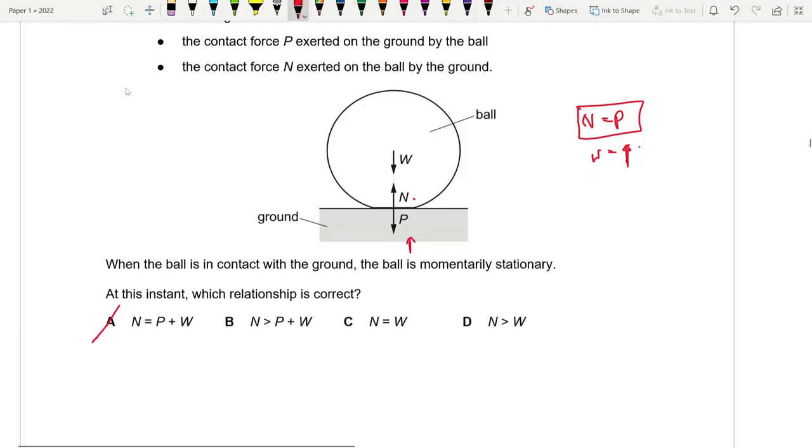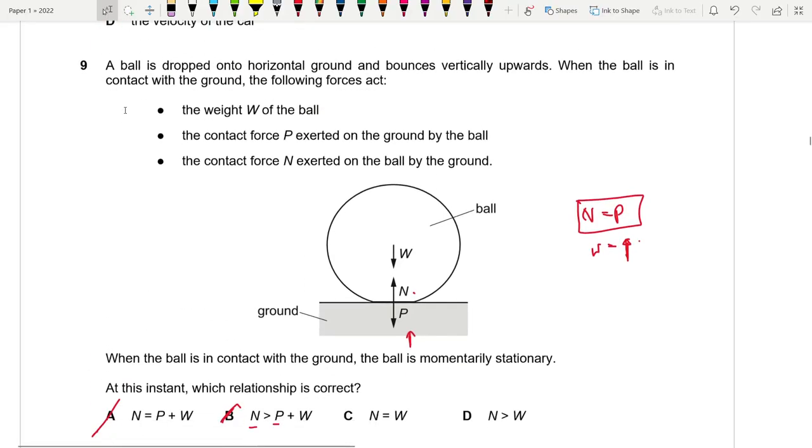So here's the thing. N is equal to P. So if you write it like this, N minus P is greater than W, it's going to end up as N minus P is 0, 0 is greater than W, so B can't be right as well, okay? Since N is equal to P, they're pair forces. Now N is equal to W and N is greater than W. Let's check this out properly.